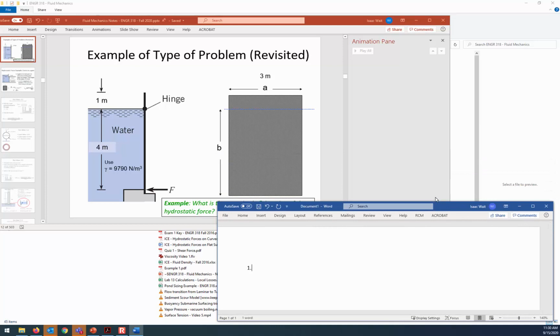So step 1 is we're going to find the distance to the centroid, and we're talking about delta H. Step 2 is find the pressure at the centroid, and that's P bar. Step 3, find the magnitude of the hydrostatic force, F.